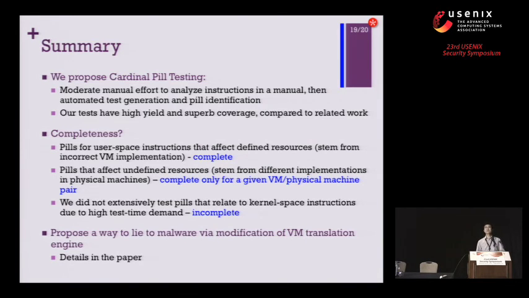For the completeness, basically, we have 3 main claims. First, we claim that it is complete for pills for user space instructions that affect defined resources. Second, we claim that it is complete only for a given virtual machine and physical machine pair for pills that affect the undefined resources. And finally, our testing for kernel instructions is incomplete because we didn't test them extensively.